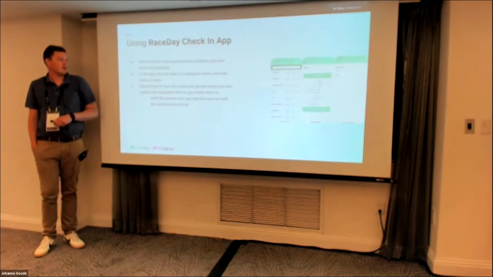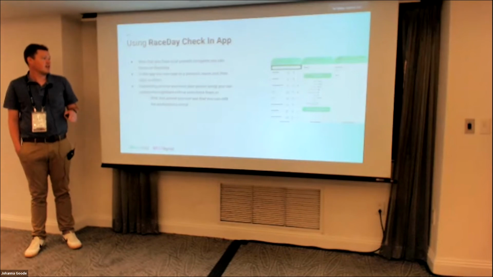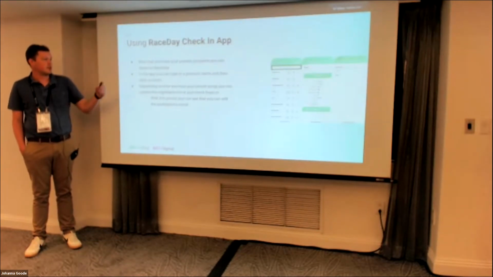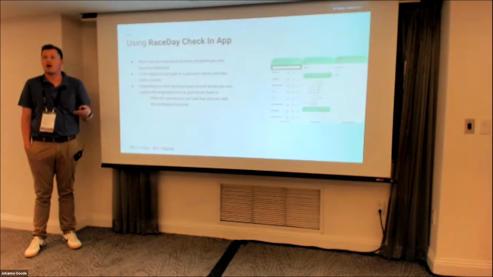So now that you have your presets and configurations complete, you can focus on race day. This is just the basic usage of the app. Once you have everything set up, you can simply search, and this is down in the demo room, so you can actually see it in action today. We also have a label printer down there, so you can test that as well.